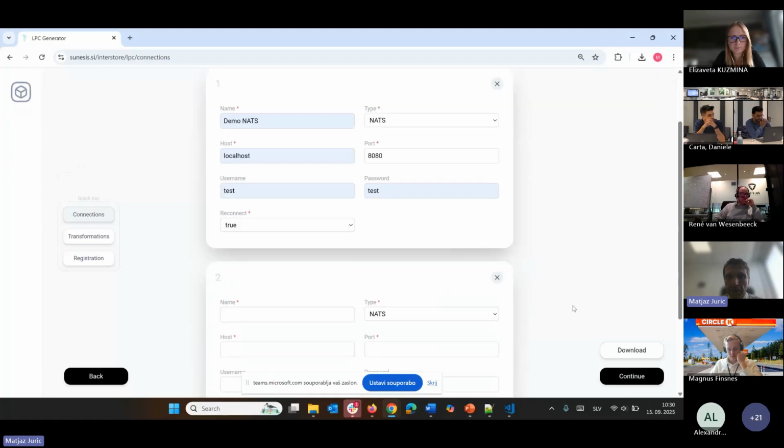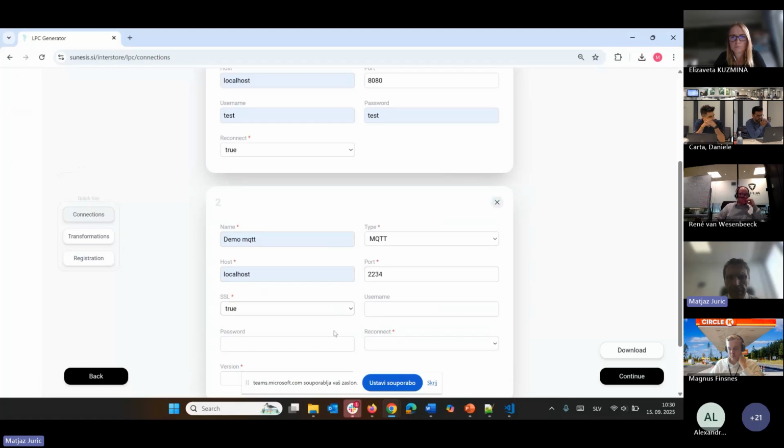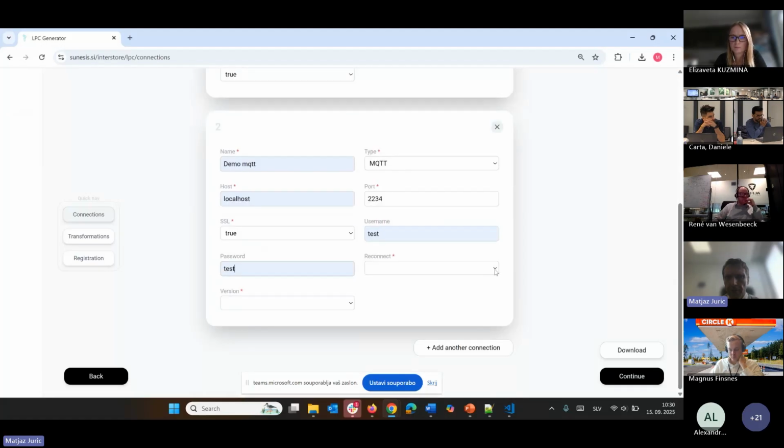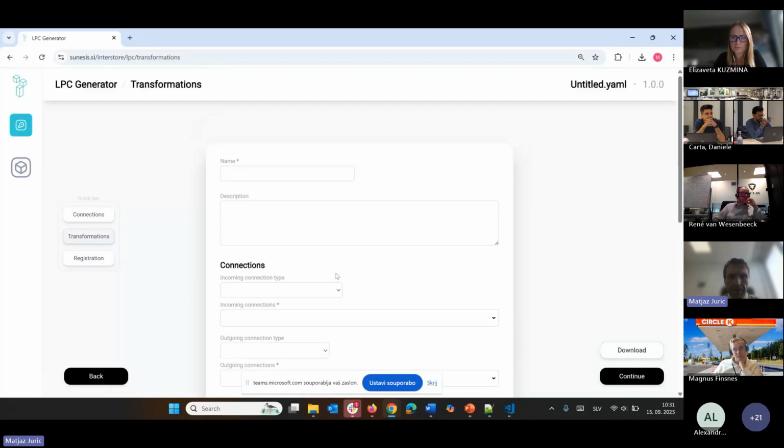So you will basically, in most cases, need 2 connections, and the other connection would in this case be, for example, an MQTT connection, where we again have to specify some parameters such as SSL connection, again, username, password. Of course, you can change those values later on. These are just for the demonstration. Also the version of the MQTT. And then you can continue to the mappings.